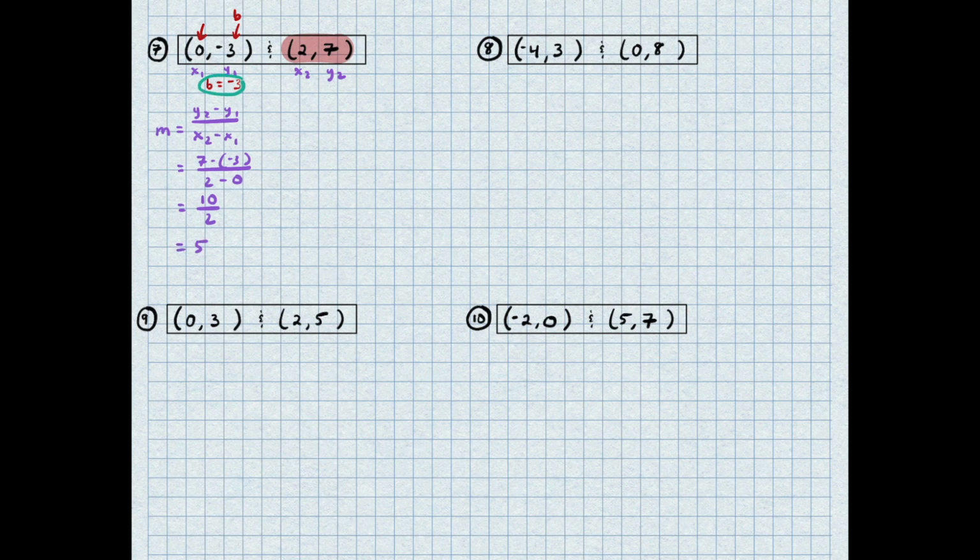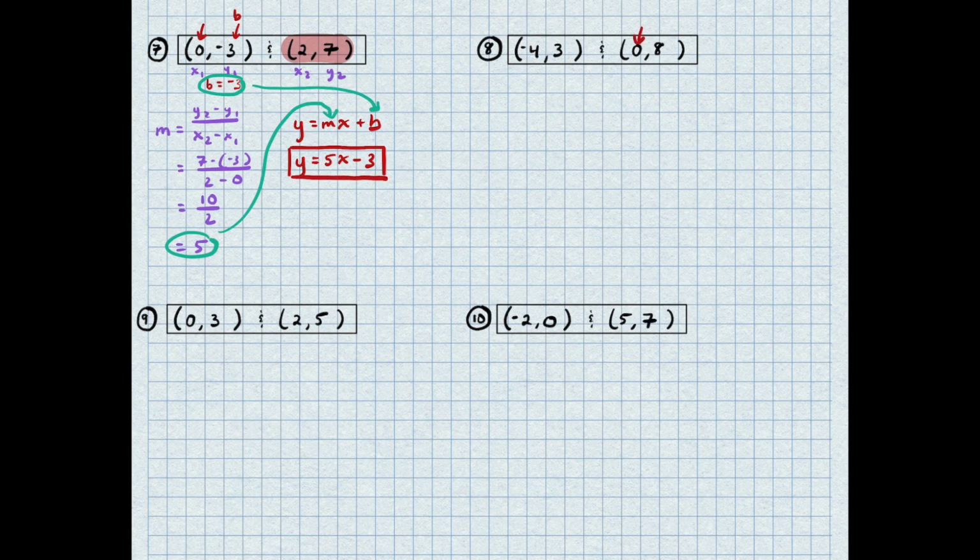Now that we have our y-intercept of -3 and our slope of 5, we can write our equation. This -3 is going to be substituted in right here for b, and this +5 is going to be substituted right in here for m. Y is equal to 5x minus 3 is our final equation. Let's look at number 8.